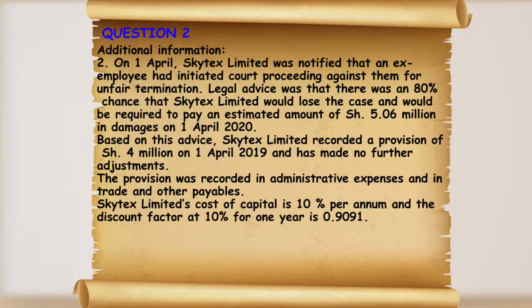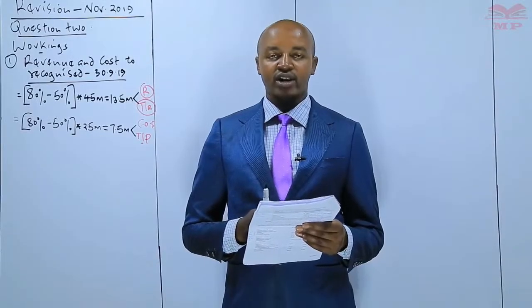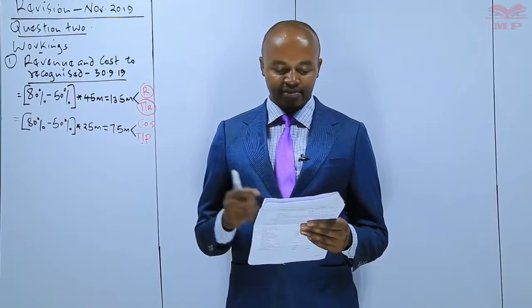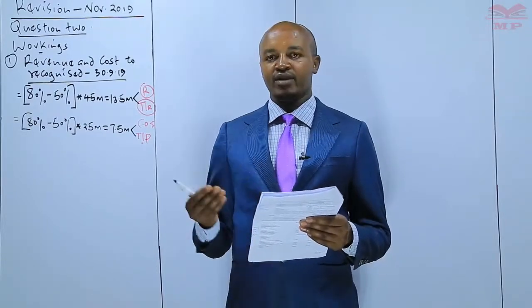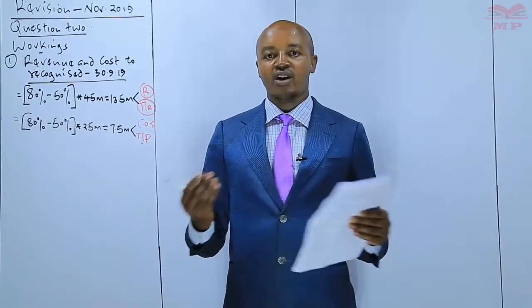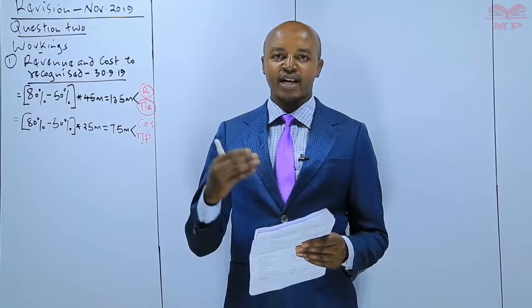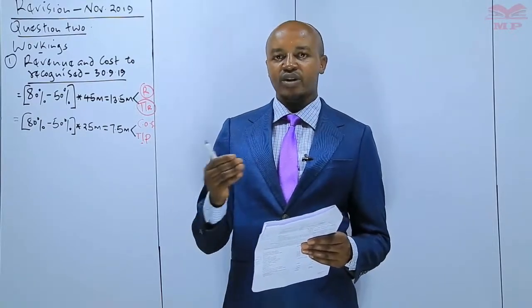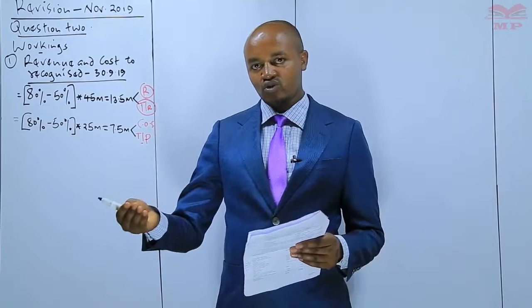And then you are told Skytex Limited cost of capital is 10% per annum, and the discount factor is 10% for 1 year, is 0.9091. So basically in respect to this particular legal case which was initiated against the company, the company expects to pay some damages. These are a form of contingent liability, and whenever there is a contingent liability, a company should make a provision which is equivalent to the present value of what is likely to be paid.